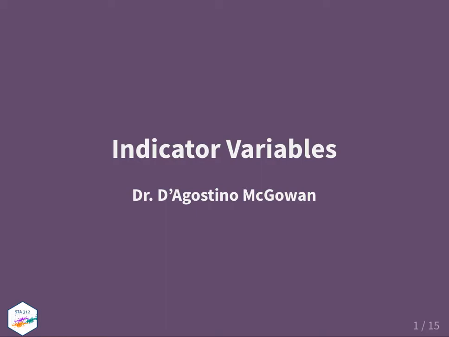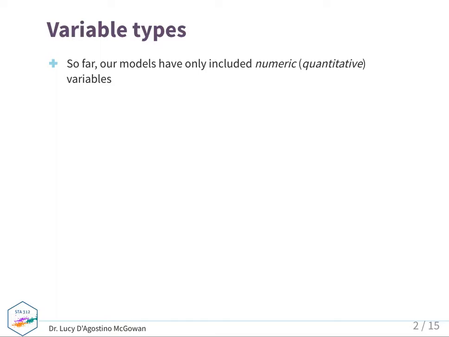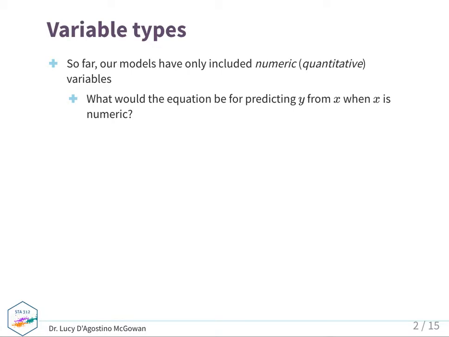All right, let's talk about indicator variables. So far the models that we've included have only had numeric or quantitative variables, by which I mean we were able to construct these design matrices out of the numbers for these different variables. So what would be an equation for predicting y from x when x is numeric? Well, that would just be y equals x beta plus epsilon.